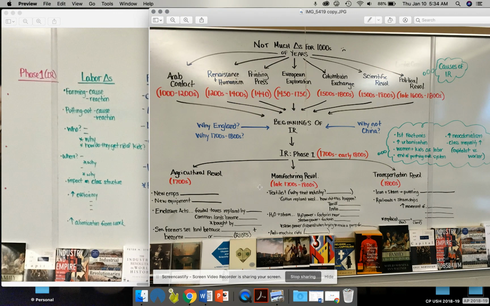Clothing. So the next thing that we're going to see happening is that textiles, the textile industry in particular, is going to have a manufacturing revolution. And why that industry? Because it's a necessity. Now, cotton is going to come to replace wool in England simply because it's more comfortable. You can dye it. There are a lot of benefits to cotton.